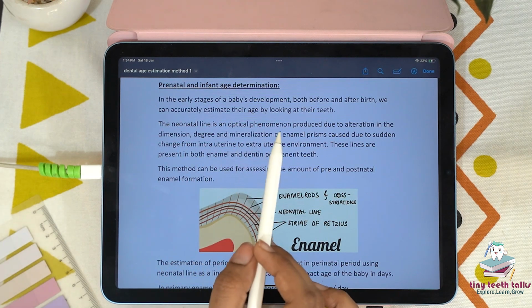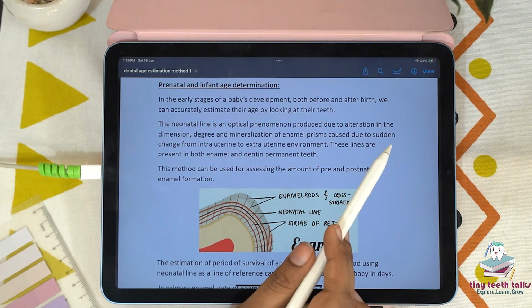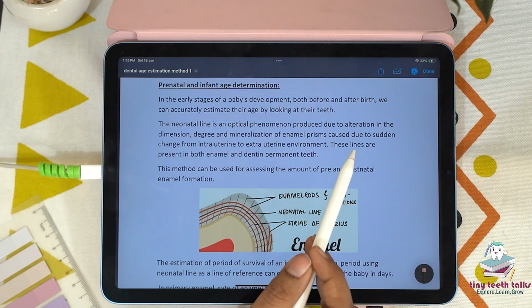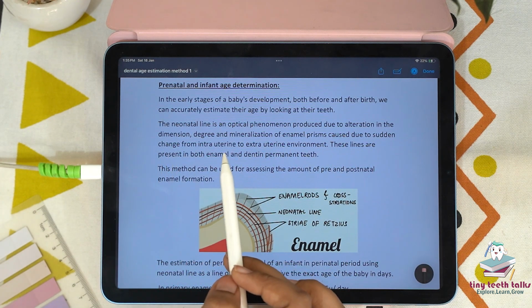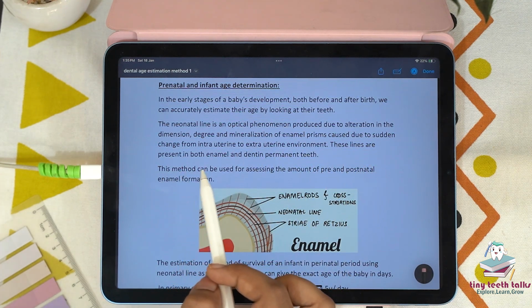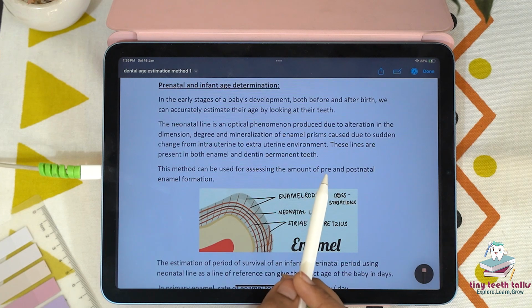The neonatal line is an optical phenomenon produced due to the alteration in dimension, degree and mineralization of enamel prisms caused due to the sudden change from intrauterine to extrauterine environment, and these lines are present in both enamel and the dentin of permanent teeth.